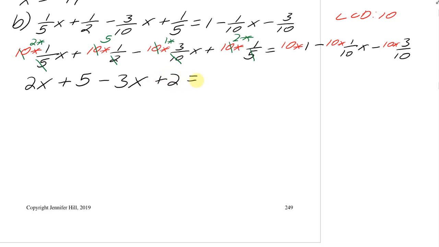And now moving on to the other side, 10 times 1 is 10. And then 10 goes into 10 once. So this will become minus x. And then the last part, 10 goes into 10 once. So this will become minus 3. Okay, and now this is something we can totally work with again, right? So from here, you should be able to finish it and hit play when you're ready.